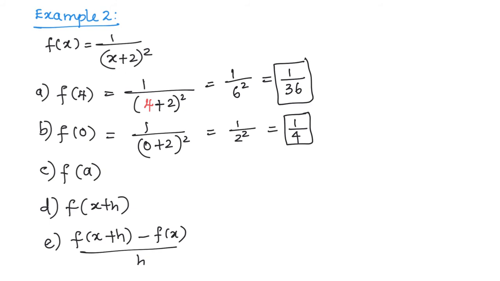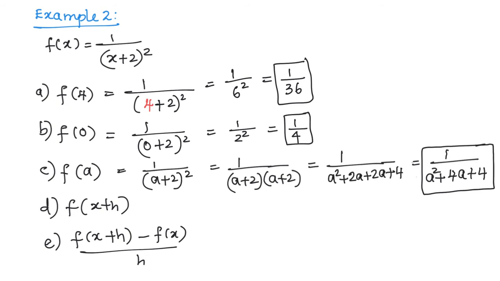Now replace this x with a. So 1 over a plus 2 whole square. You can rewrite this as a plus 2 times a plus 2. So a times a, a square. A times 2, 2a. 2 times a, 2a. 2 times 2, 4. These are like terms, so add those two. That gives you 4a. So a square plus 4a plus 4 in the denominator.